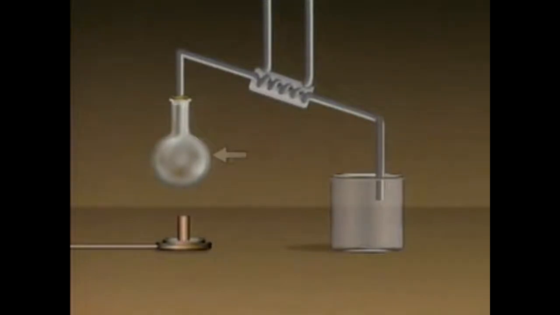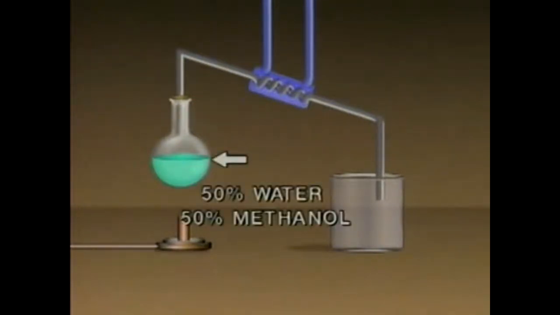Let's look at an illustration of a simplified single batch system. This system consists of a container called a still, which holds the liquid mixture, a condenser which has cooling water pumped through it, a heat source to boil the liquid mixture, and a receiver which will hold the condensed vapor. In this example, we'll use a liquid mixture of 50% water and 50% methanol.